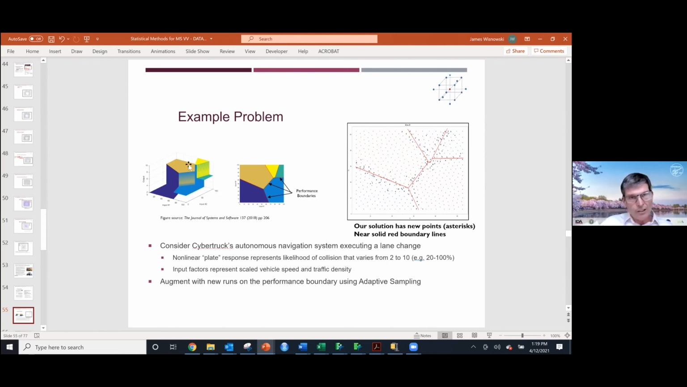When you look at this in 3D, you can see that there are some exaggerated cliffs. As much as it's an exaggerated example, it's not necessarily wildly different from what we face in the autonomous systems world. So how can we put new points that are close to the boundary? What you'll note is I've got in red where the boundary is, and the asterisks in there are where the new points go with the adaptive sampling technique.